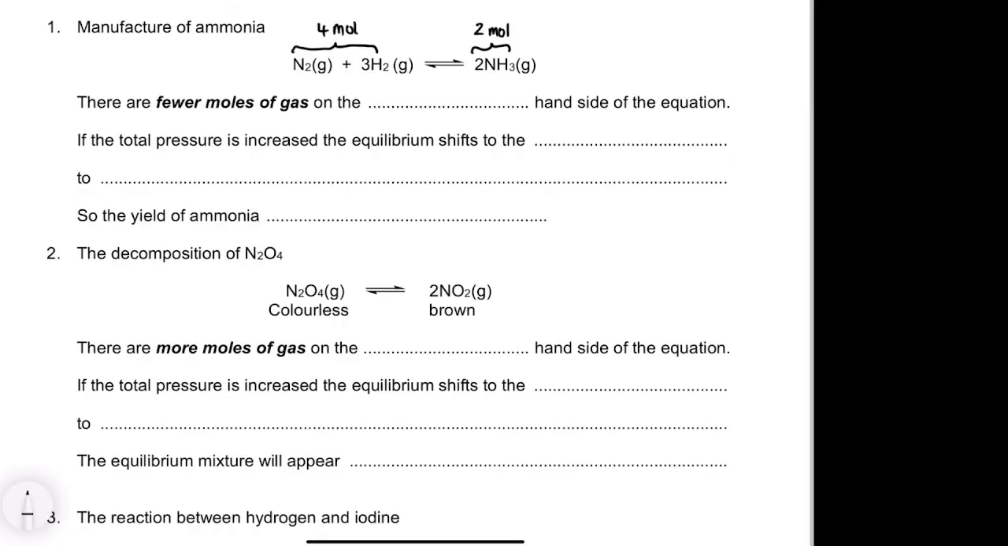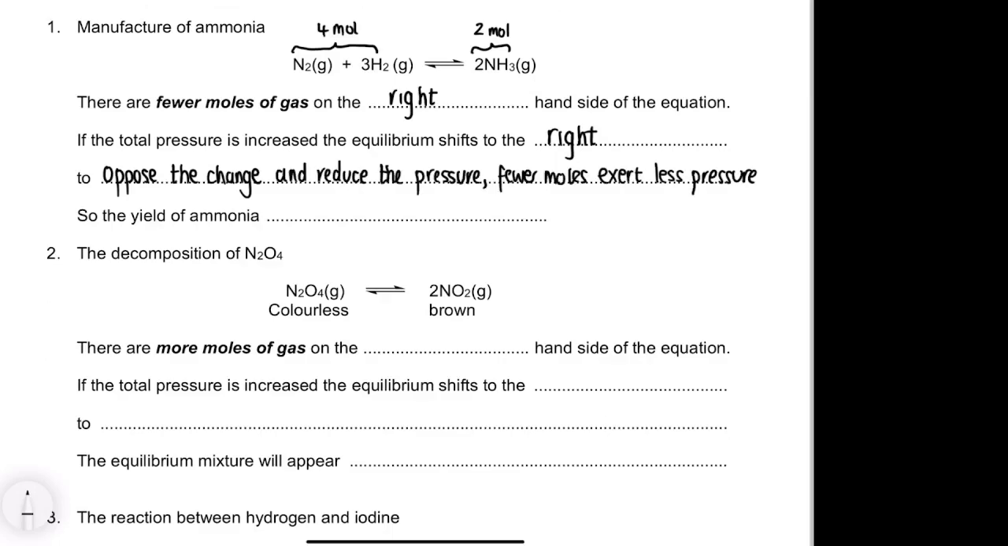So how do you answer these exam questions? You have a look and you say, in this example, there are fewer moles of gas on the right-hand side. And so if the total pressure were to be increased, the equilibrium would shift to the right-hand side. It would do that, according to Le Chatelier's principle, to oppose the change. And why is shifting to the right opposing the change? So shifting to the right is opposing the change because it reduces the pressure, because fewer moles exert less pressure. So we've shifted to the right, and therefore the yield of ammonia, the amount of ammonia present in the equilibrium mixture, will increase. We'll have more ammonia present.